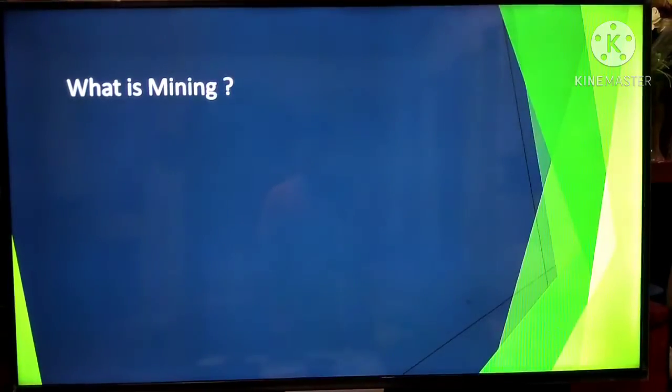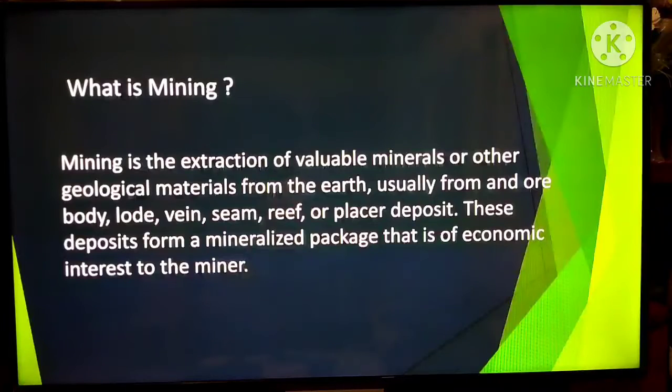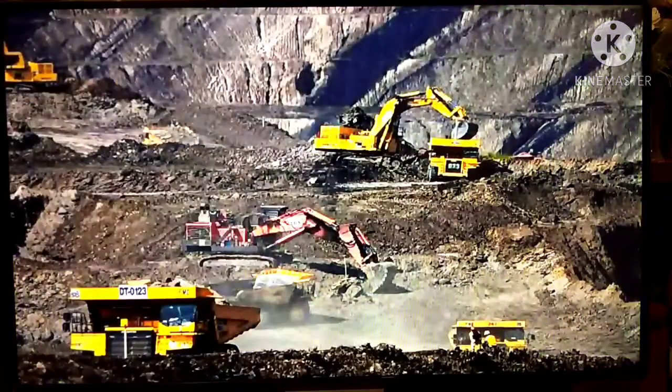So what is mining? Mining is the extraction of valuable minerals or other geological material from the earth, usually from an ore body, lode, vein, seam, reef, or placer deposit. This deposit forms a mineralized package that is of economic interest to the miner. Ore recovered by mining includes metals, coal, oil shale, gemstone, limestone, chalk, dimension stone, rock salt, potash, gravel, and clay.